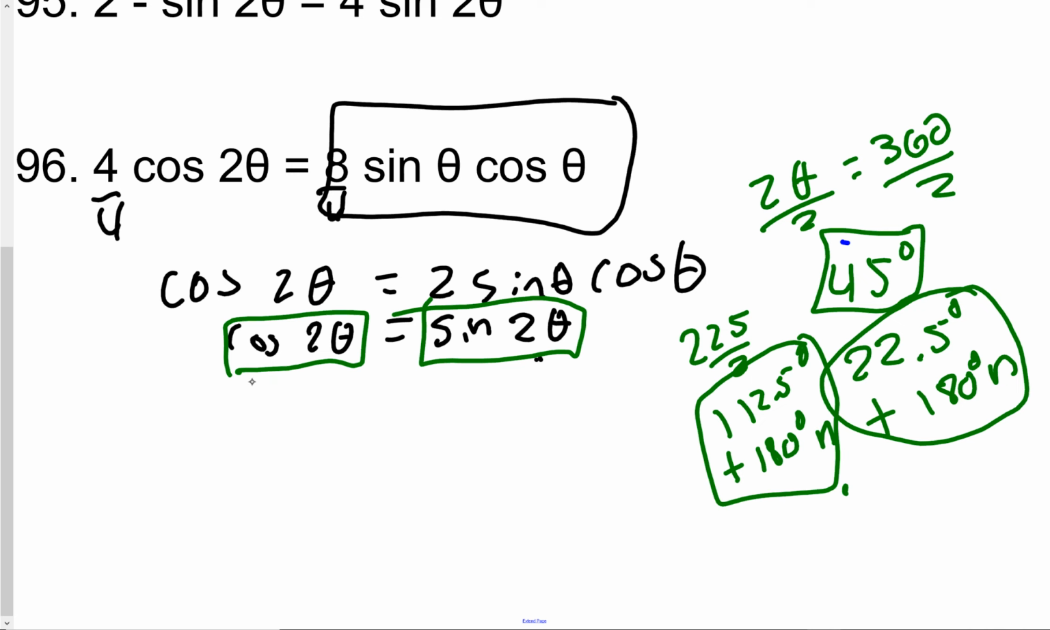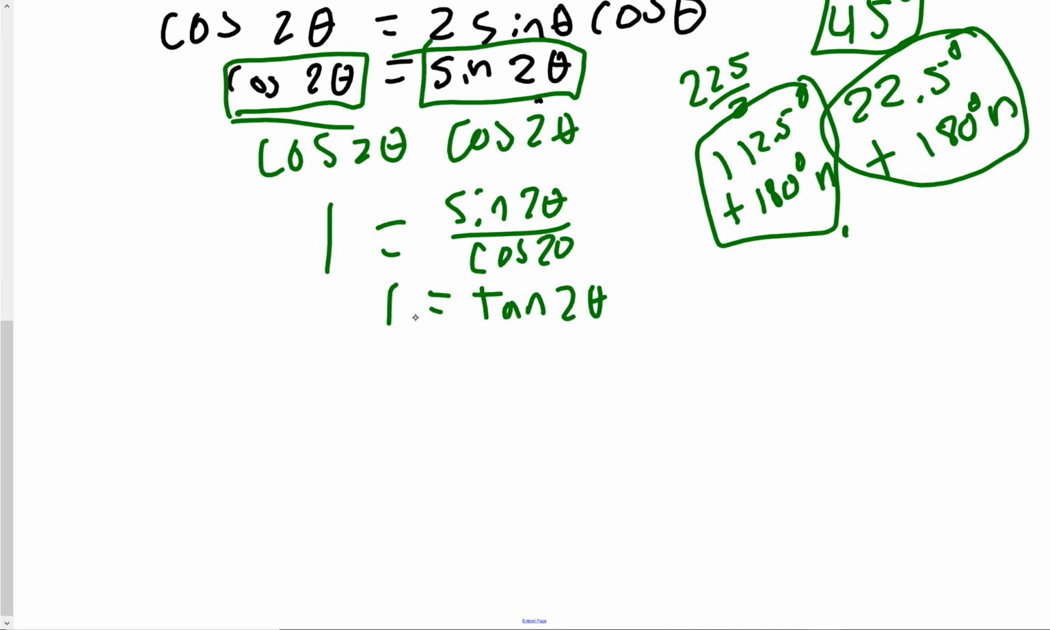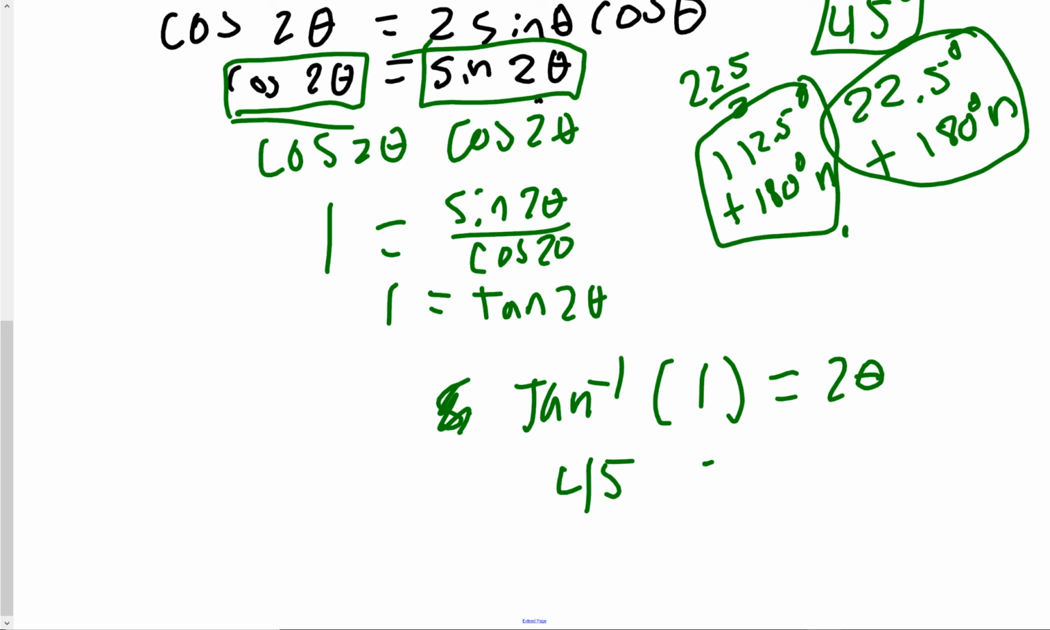You can look at it another way if I divide both of these by cosine 2 theta. 1 equals sine of 2 theta over cosine of 2 theta. Sine over cosine is tangent. So this is really tangent of 2 theta. So where is tangent 1? Or you can do the inverse now. Tan inverse of 1 equals 2 theta. That would be at 45 and at 225, right? Like I did. But that's 2 theta, so I have to divide those by 2, like I did.